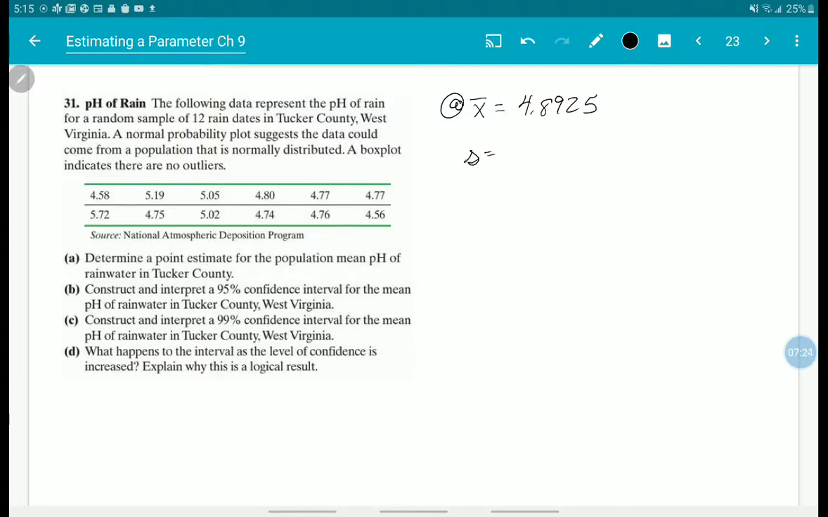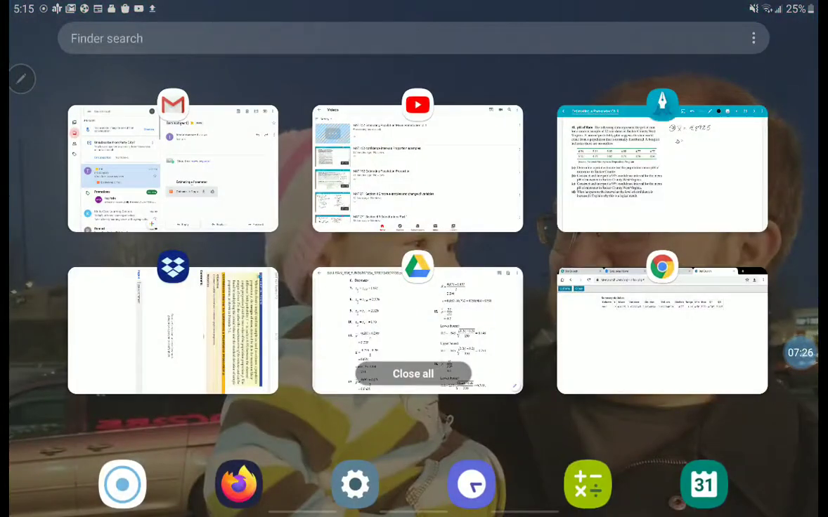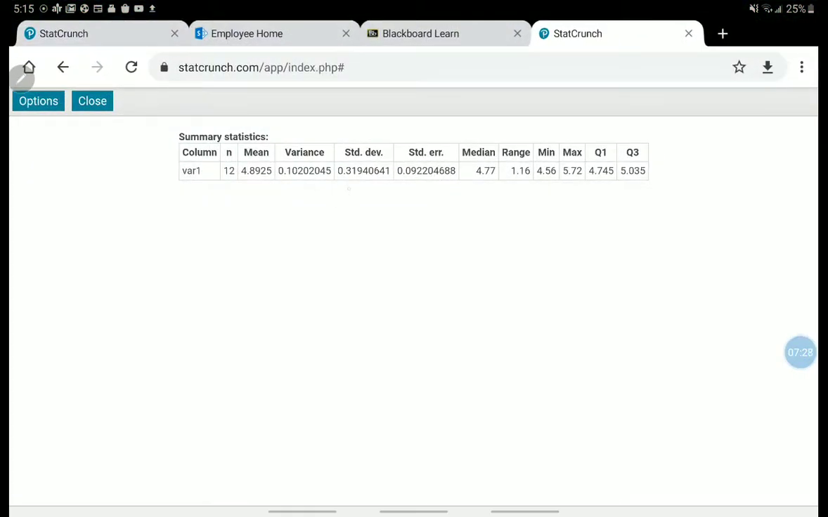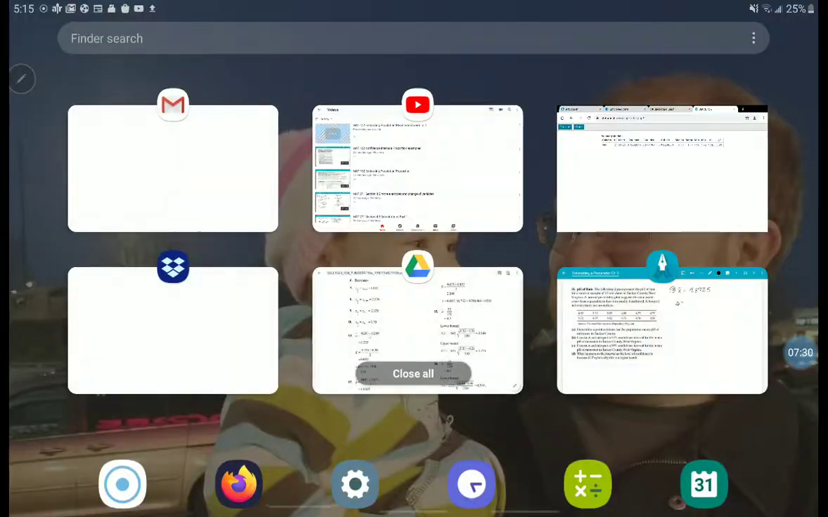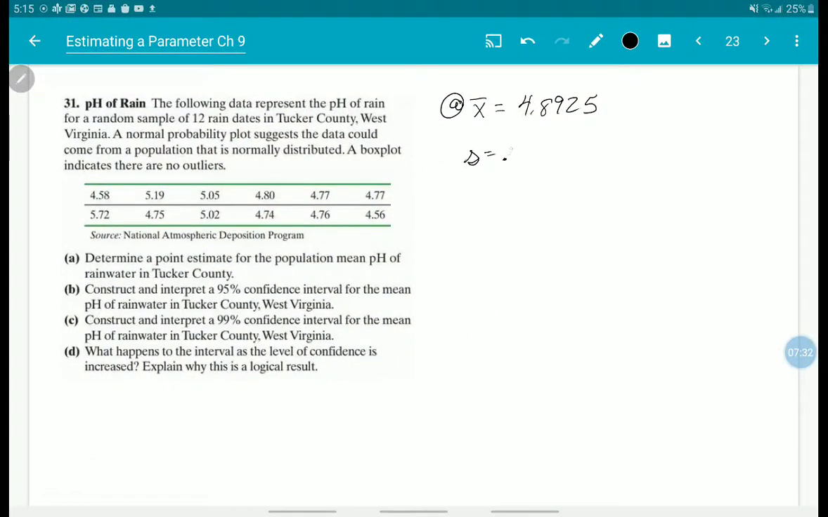So then our standard deviation, going back to this, was 0.3194. So when they ask for the point estimate, they're asking for that mean. If we wanted to do this by hand, we would need the standard deviation and the t-statistic, but we're going to use StatCrunch to help us do that. B is asking us for a 95% confidence interval.